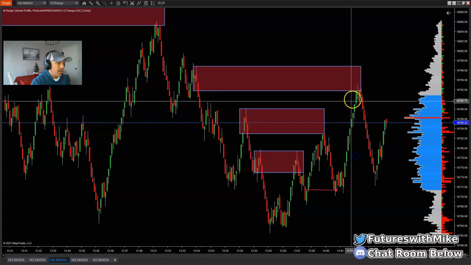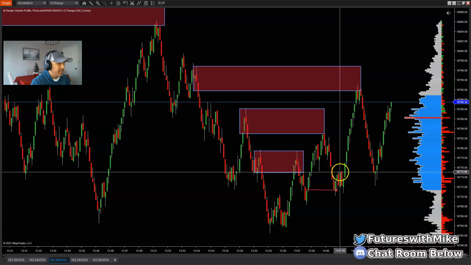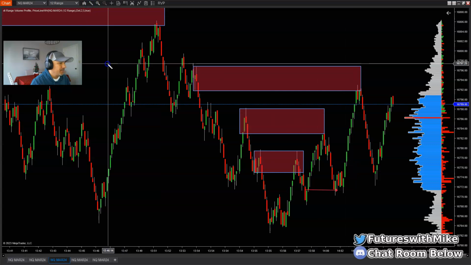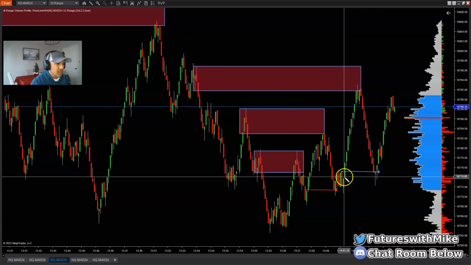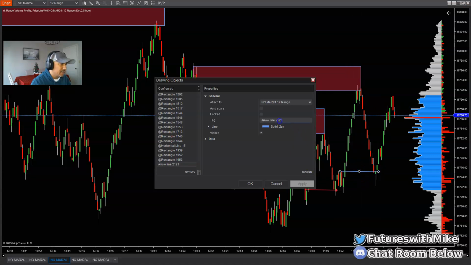I'm looking below once it tapped into there to see where it could go to, back down to this demand area right here. So I'm going to mark an arrow there. Demand area was right here. It's actually going to run a little lower than that. You can test this, but fill that gap right there as well. So three back-to-back trades right there on the Nasdaq.